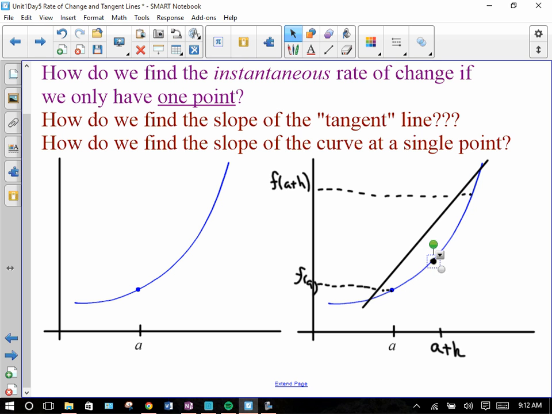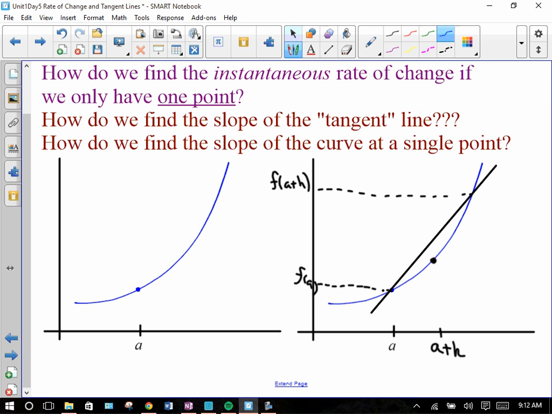Then we said, let's move this point down to here. Then you have a new line between here and here. What we see there is that h, the distance, got shorter. This is still a secant line. What has happened now is that the slope of this secant line has gotten closer to the slope at the point A. It's a closer approximation of that slope.